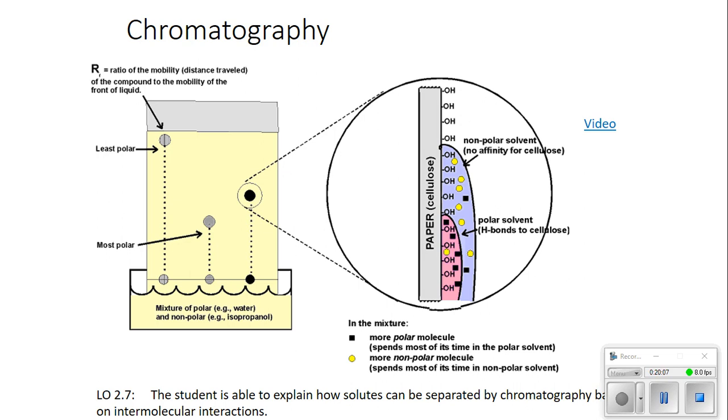So if you have a chromatography setup, this would be a piece of filter paper. And then on the bottom of the filter paper, you would draw a line where you would spot different dyes. And the dyes could be made up of different pigments. And then you would prepare a mixture of a solvent. So it could be water, it could be alcohol.